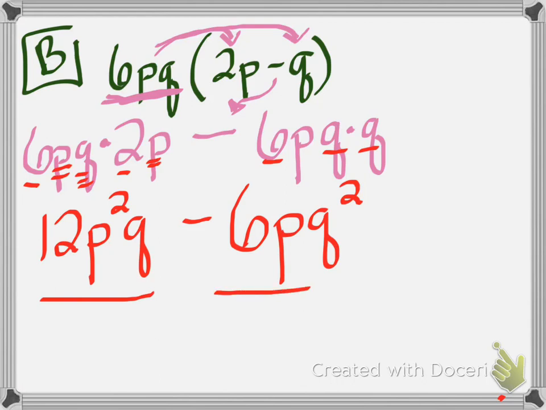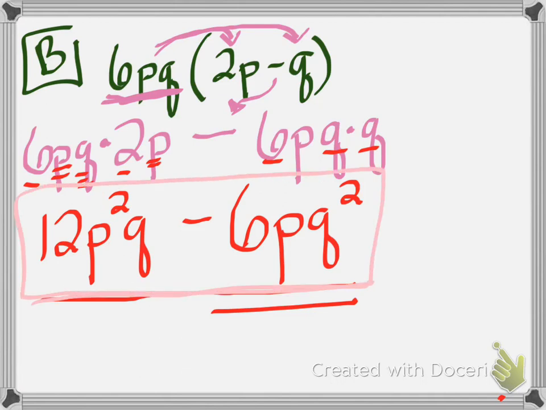These are not like terms. This has a coefficient, has an exponent of 2, and here it's a 1. This has an exponent of 1, this has an exponent of 2. They are not like terms, therefore, that is the answer. There's nothing else to simplify.